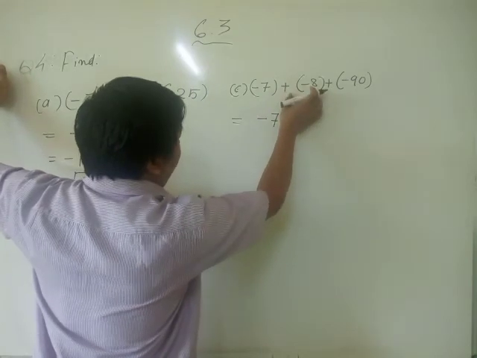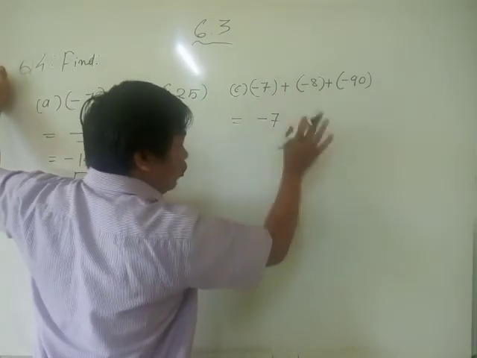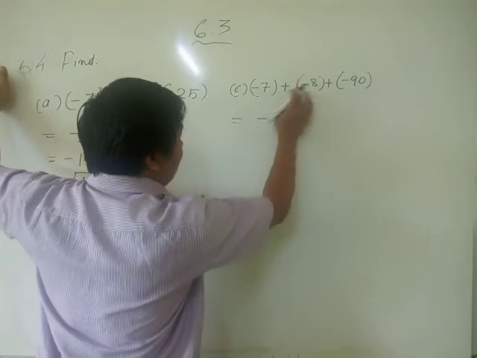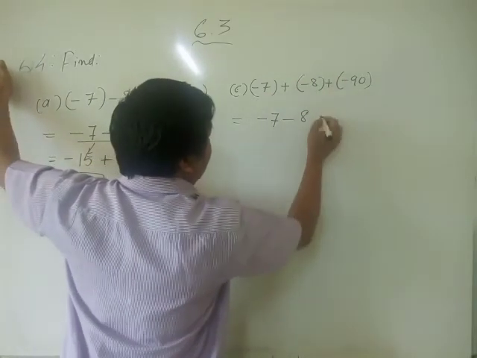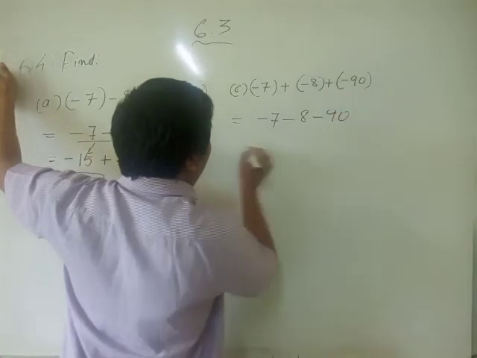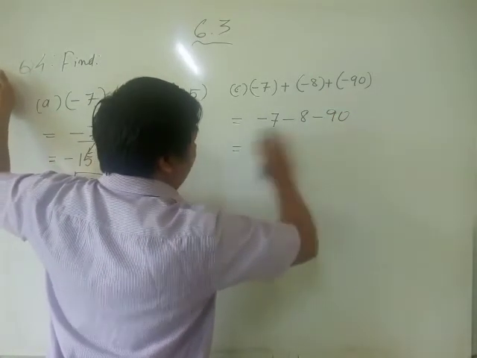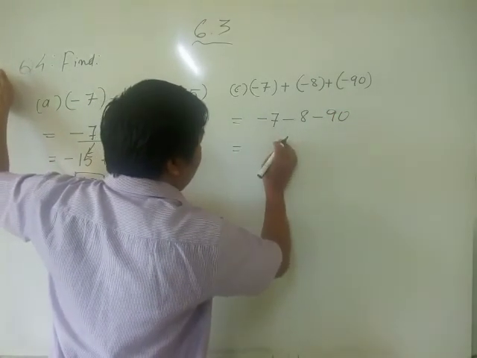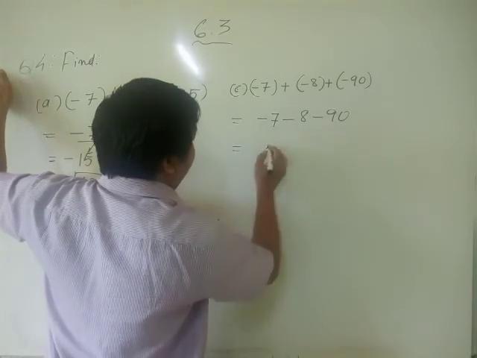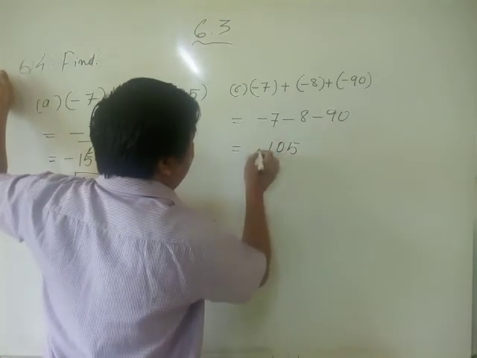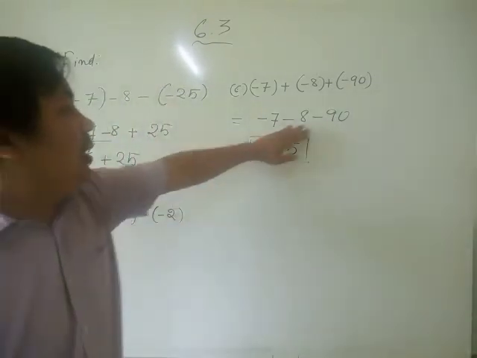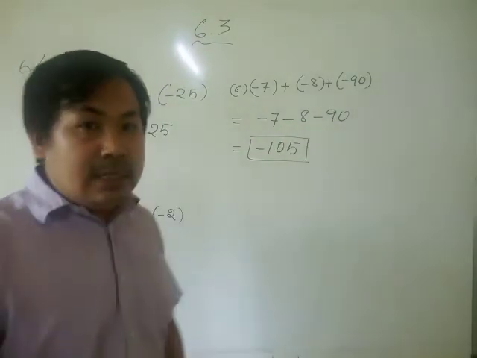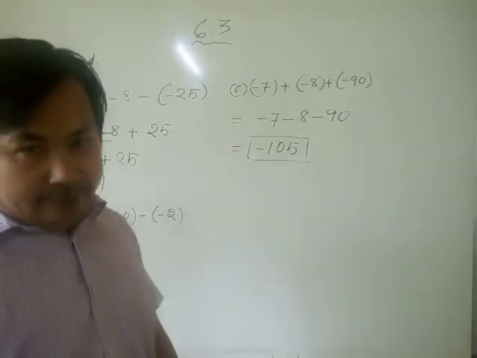Now open the bracket. The first step is to open the bracket. Plus minus, you get minus here, isn't it? Minus 8. Again plus minus, minus 90. So all are minus, add all of this. How much do we get here? 105. 105 is the answer and minus is the sign, because it is the sum of the negative integers, so this sum also will be negative. Understand? Yes.